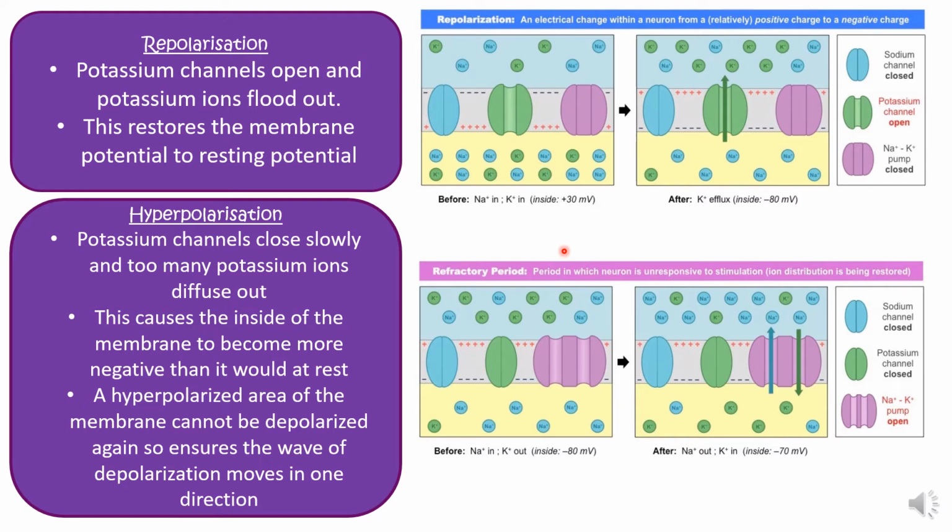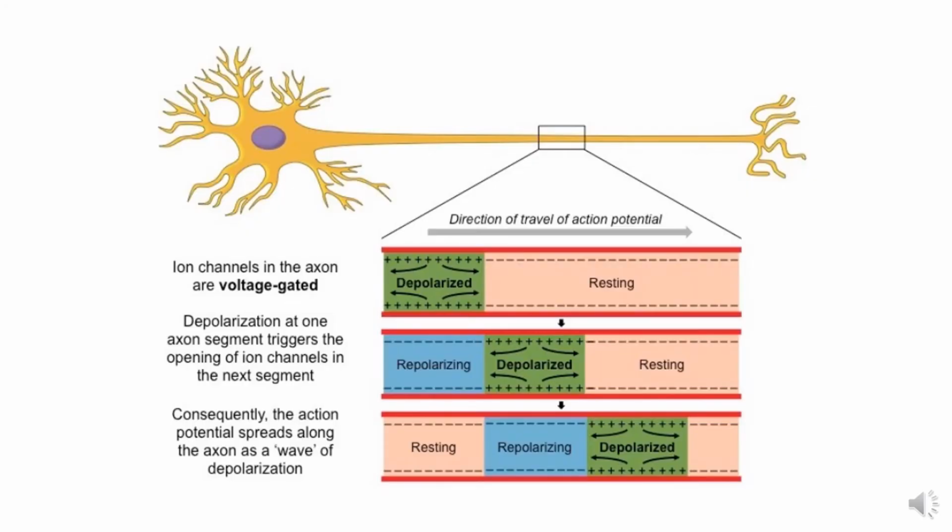Which is useful because otherwise action potentials could get stuck in the middle of neurons and just ping backwards and forwards, and messages would never get to where they need to be. Oh, you can see here during the refractory period as well, the sodium potassium pump has restarted.